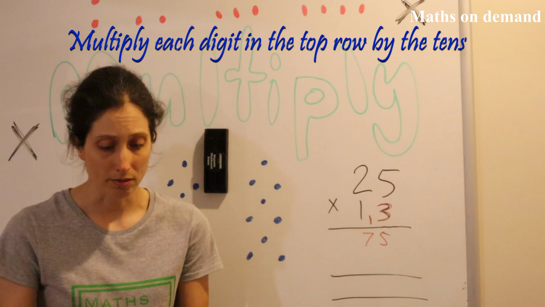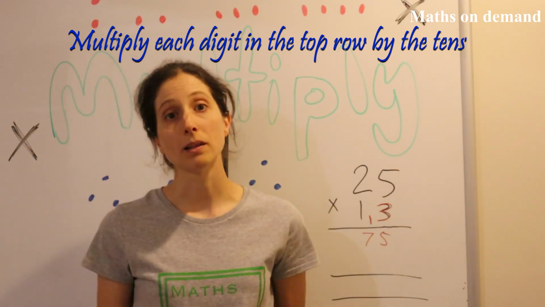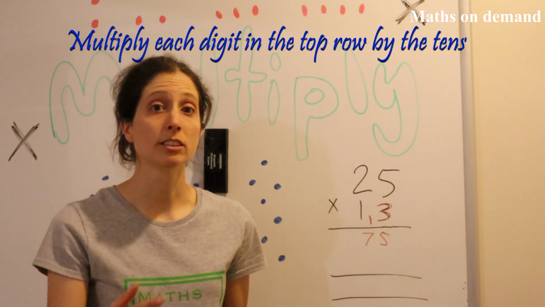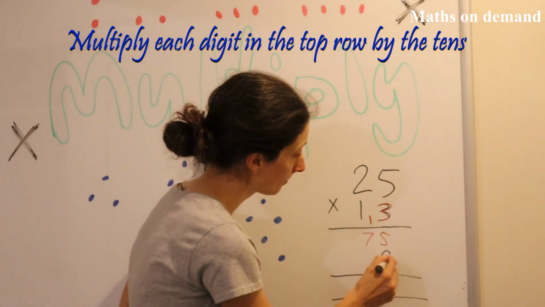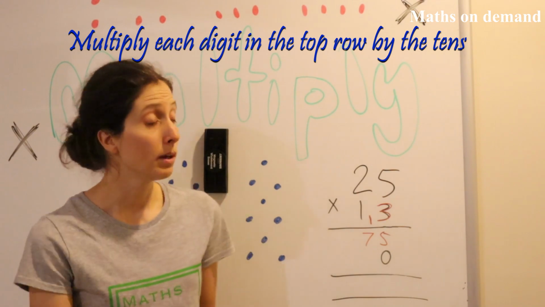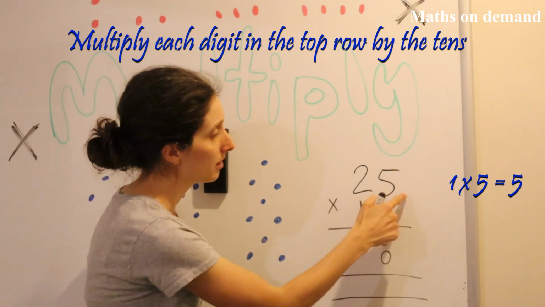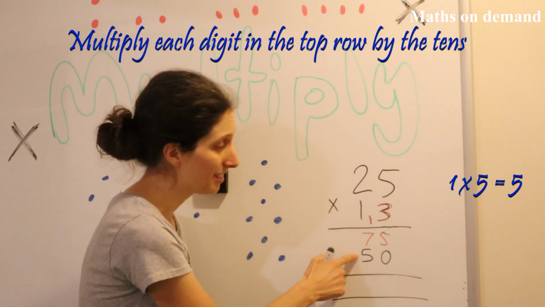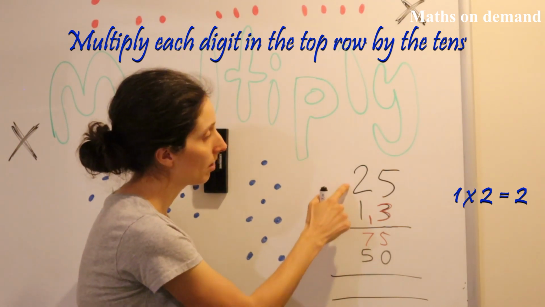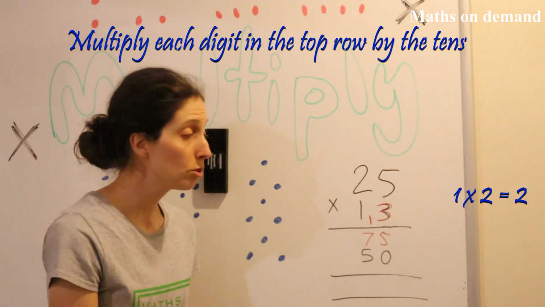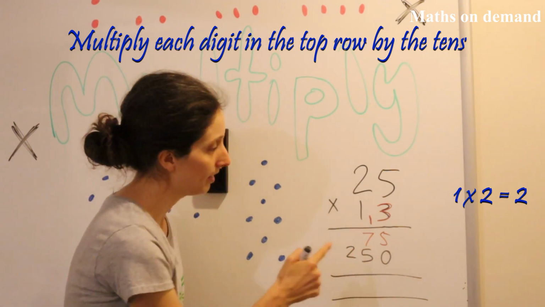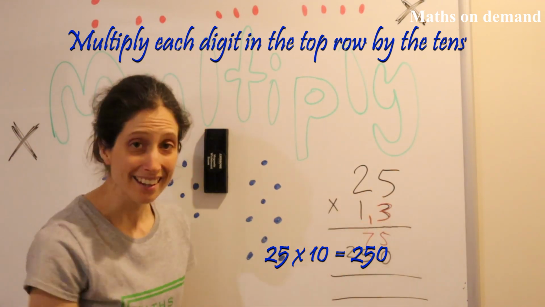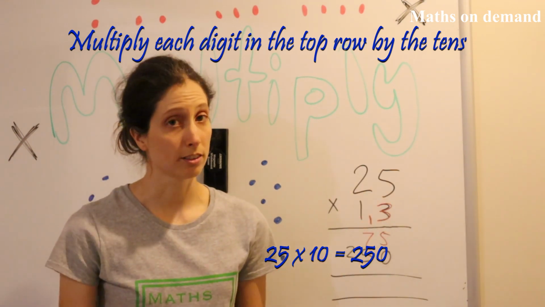Next, we need to do 25 times 10. And whenever you multiply something by 10, we know it ends in a 0. So we are going to write that 0 here. And then we are going to do 1 times 5 and write the answer here in the tens column. And 1 times 2 is 2. We write it here. So 25 times 10 is 250.